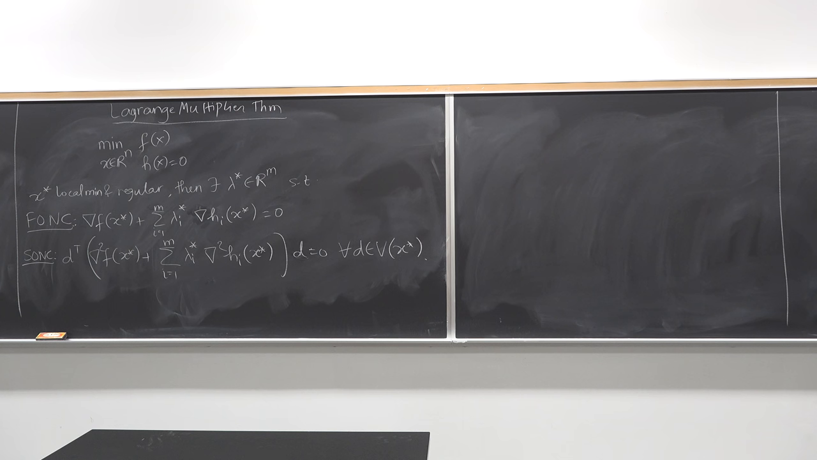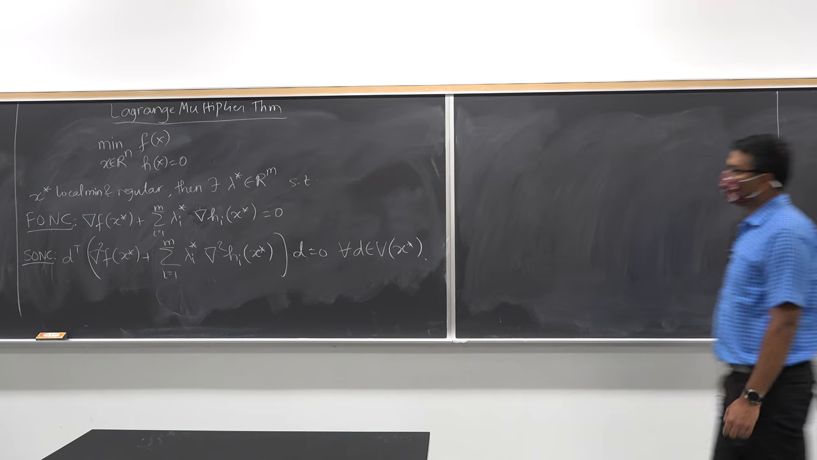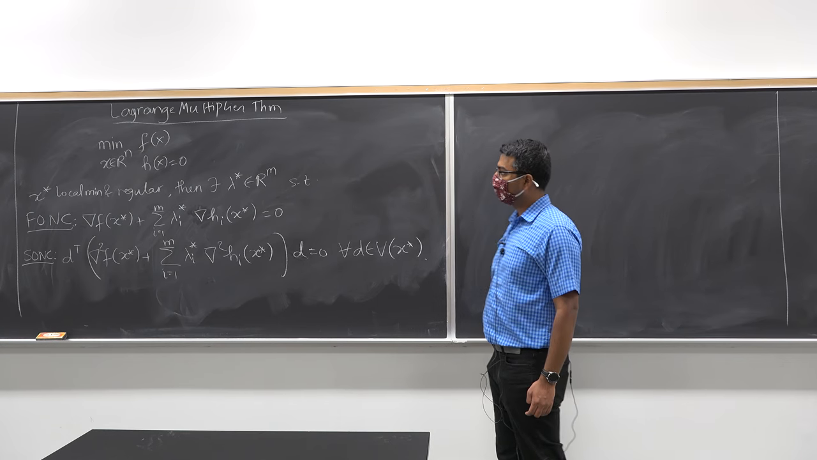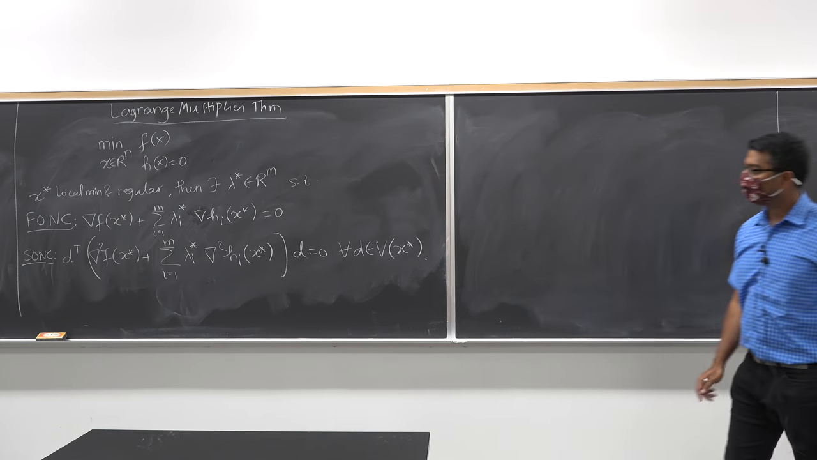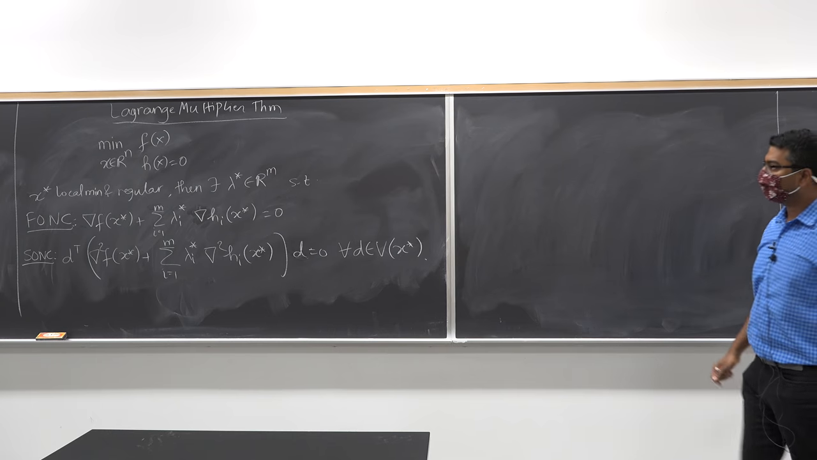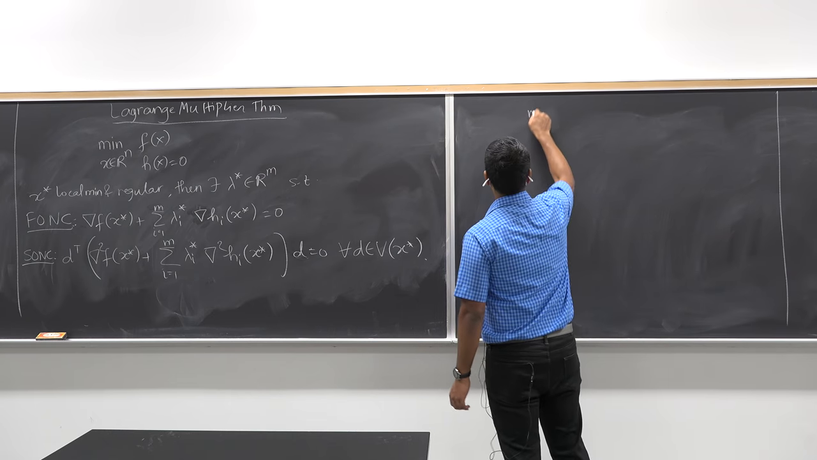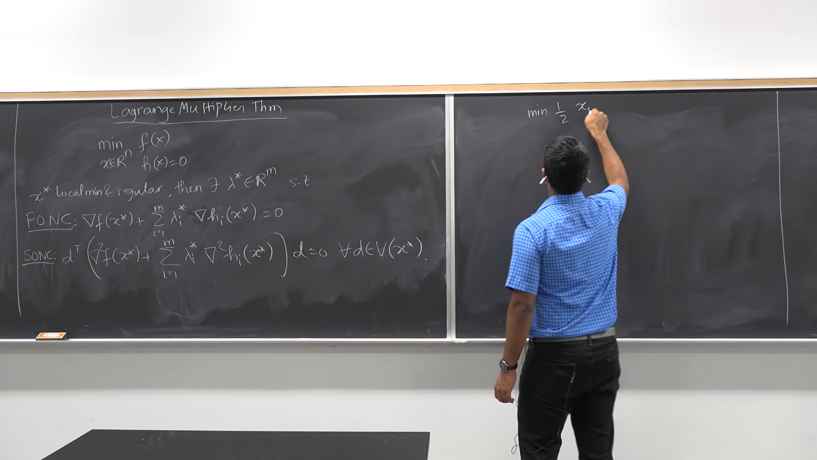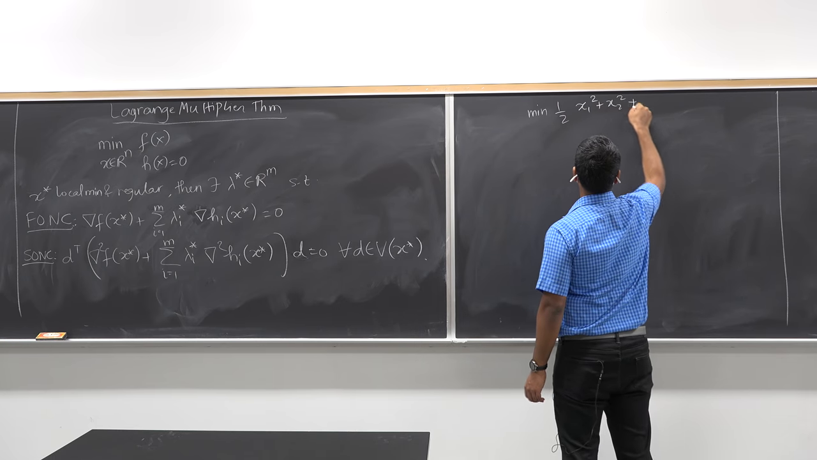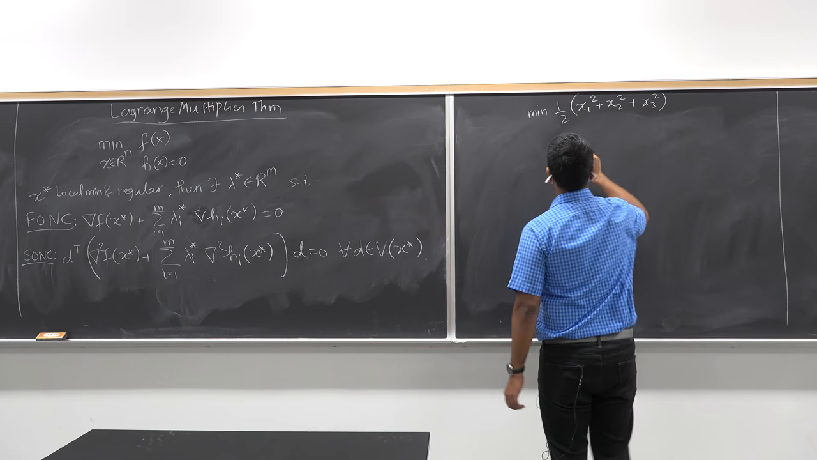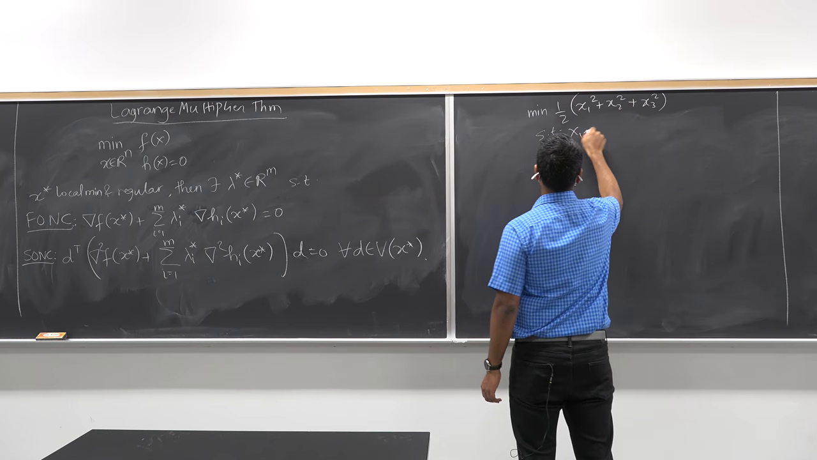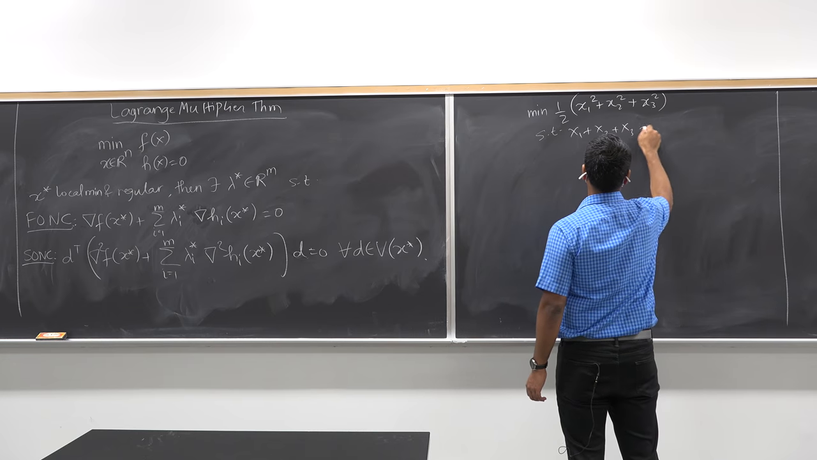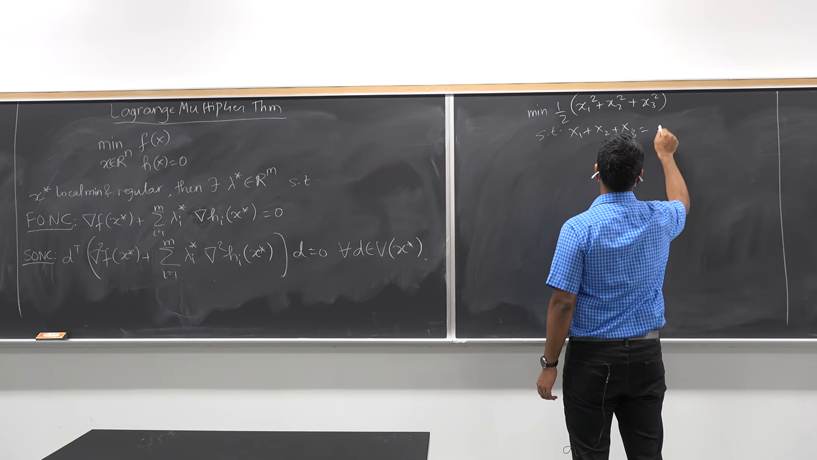What I'm going to do next is, let's try to solve a convex problem using this theorem, and try to find a candidate optimal solution and the corresponding Lagrange multiplier pair for the convex problem. So I want to minimize half of x1 squared plus x2 squared plus x3 squared such that x1 plus x2 plus x3 is equal to 1.